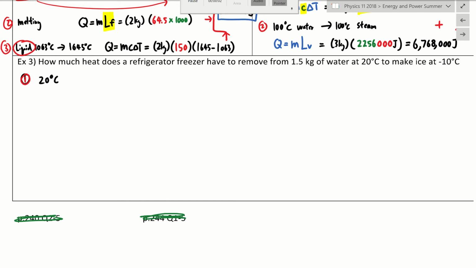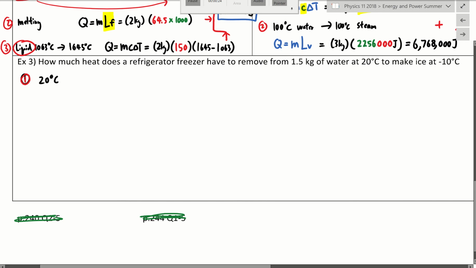Hello, so this is question 3. Now, we can add energy to melt something, but we can also remove energy from it in order to freeze it. So melting and freezing is the same process in reverse. In this question, how much heat energy does a refrigerator need to remove from water in order to make it into ice?